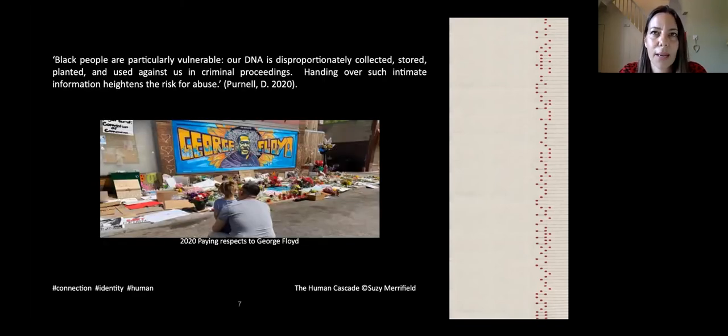Dereka Purnell, a Black American woman and social movement lawyer who writes for the British newspaper The Guardian, talked about DNA analysis from her own perspective. She says, Black people are particularly vulnerable. Our DNA is disproportionately collected, stored, planted, and used against us in criminal proceedings. Handing over such intimate information heightens the risks for abuse. With the horrific death of George Floyd just 3 months after this article was written, Purnell's concerns were clearly valid.